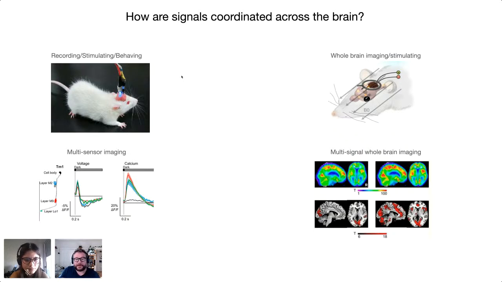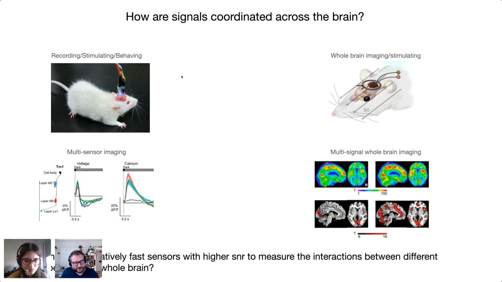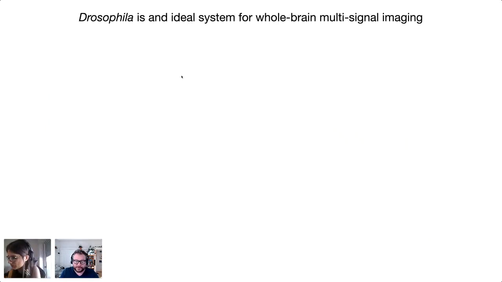But I'm here to tell you that actually the fruit fly is probably the best model organism for this kind of multi-signal whole brain imaging, at least currently. And we started with the question: can we use our relatively fast sensors that have high signal to noise to measure interactions across the whole brain? I don't want to spoil too much, but the answer is we can.